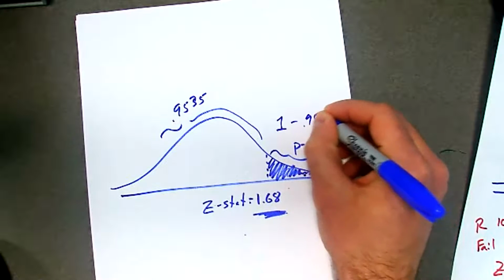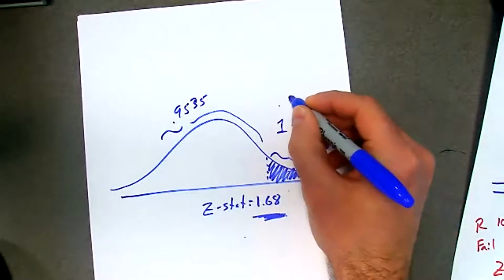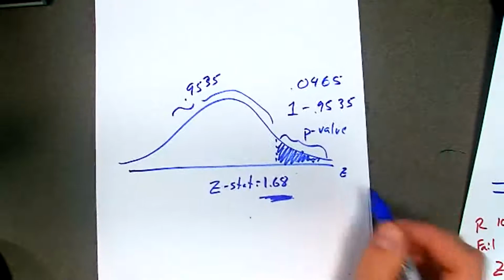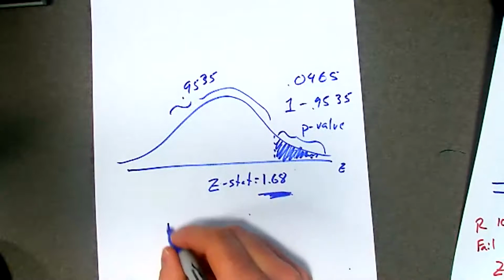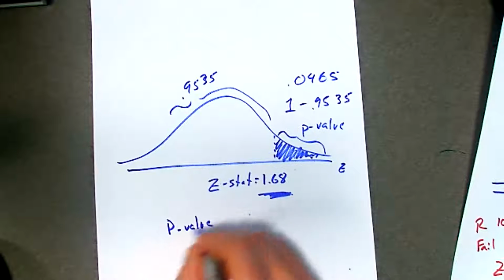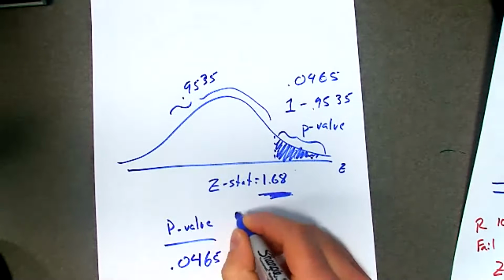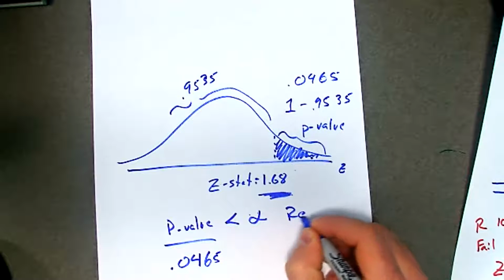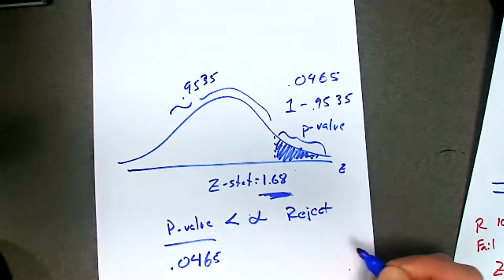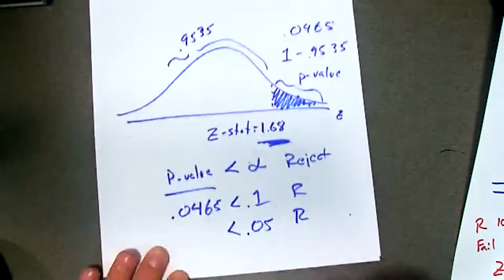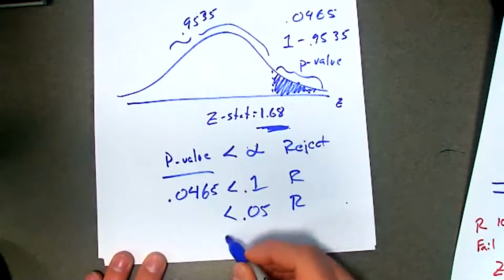I wanted the area to the right. I subtract that from 1, and I get what? 0.0465. So now if I use my p-value here, 0.0465, I only reject if my p-value is less than alpha, right? That's my rejection decision. So is this less than 0.1? Yes, so I can reject at the 10% level. Is this less than 0.05? Yes, just slightly, so I can reject at the 5% level.